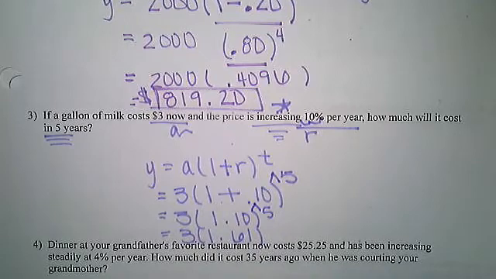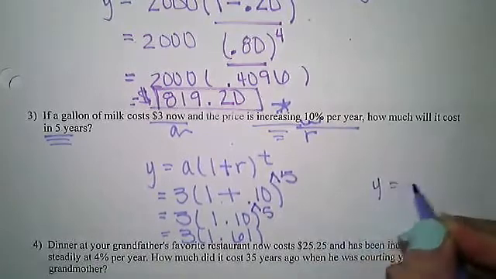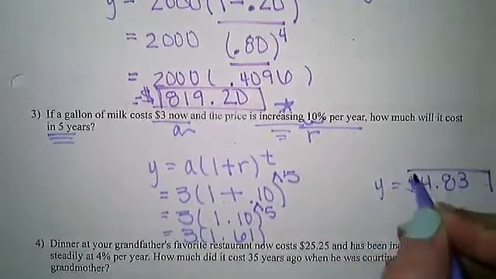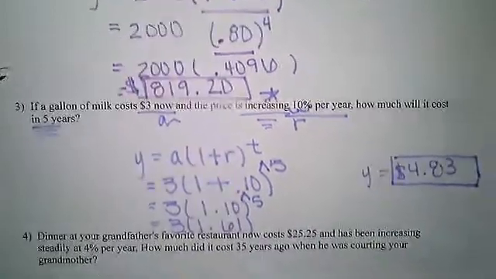1.61 times 3. Could probably do that one in my head, but I'm trying to use a calculator for it. And that turns out $4.83 will be the price of the gallon of milk after 5 years.